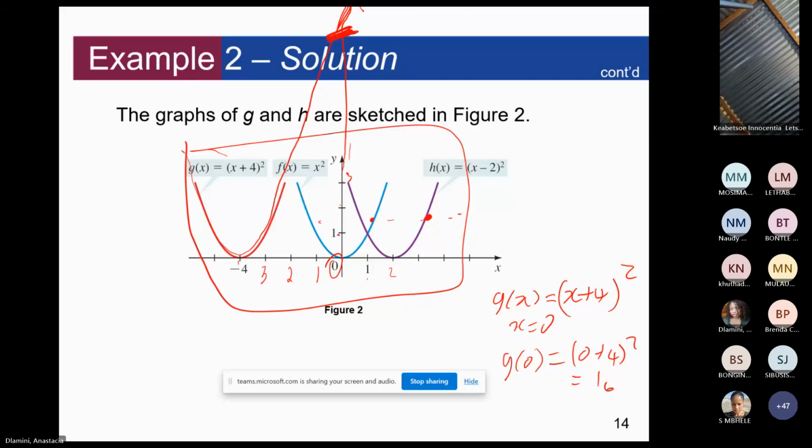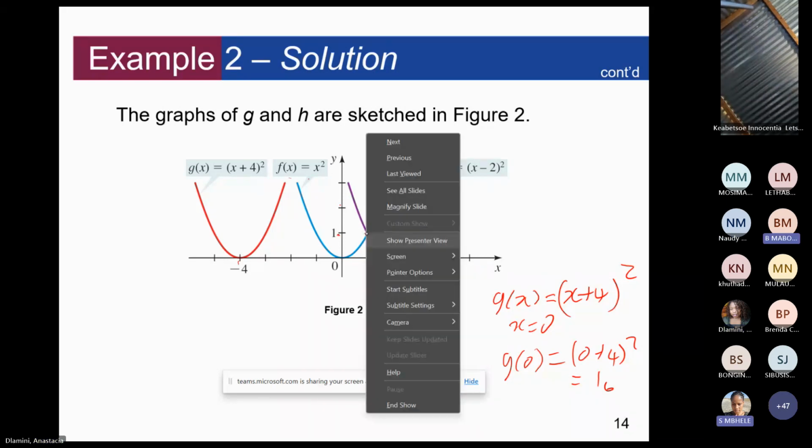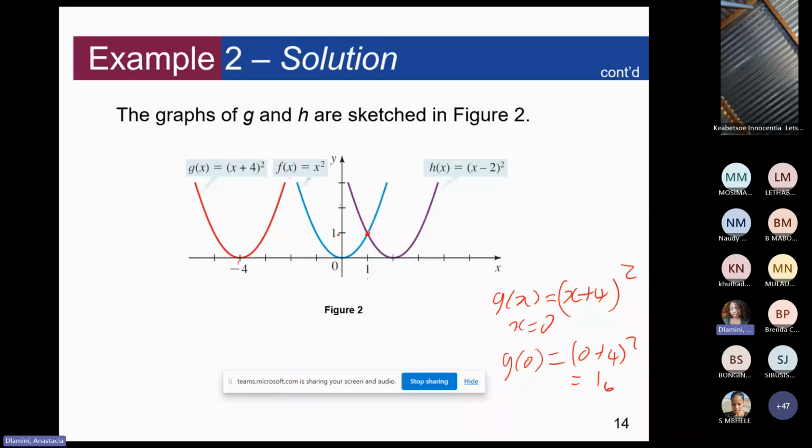Ma'am, I have a question. When the original graph f of x, when they are saying where f of x and h of x are equal, that means they are supposed to be at 1 and 1 on this graph, looking at this graph that is drawn to scale. Yes. If you're saying f of x and h of x are equal, they are equal here, at 1 and 1.